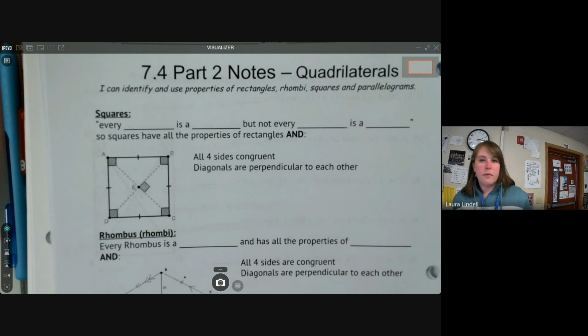Here we go. We're going to start with squares, which is hopefully, again, something you're familiar with a little bit from the rest of life. Let's talk about their special properties. So to start with, you may have heard the saying before, every square is a rectangle, but not every rectangle is a square. That is a true statement, and we're going to unpack that a little bit.